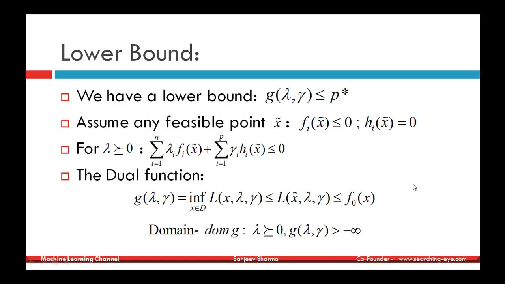So to obtain a non-trivial lower bound, we need to have the lambda i's greater than 0. So we can summarize the whole thing as such: the dual function g of lambda comma gamma defines the lower bound on the optimal value of the primal problem, and the domain of this dual function is defined as lambda greater than 0, and the pair lambda comma gamma should satisfy g of lambda comma gamma greater than negative infinity to get the non-trivial lower bound.